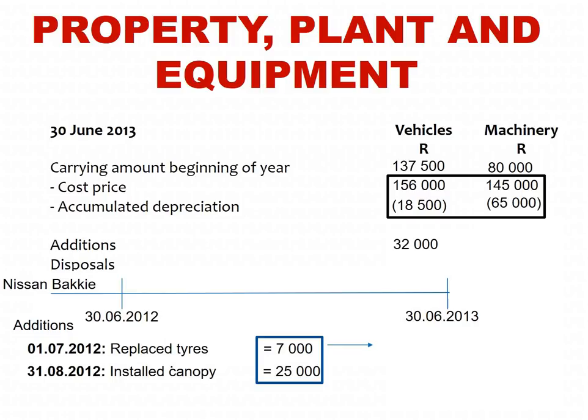But what's important to remember is when you replace something, you've taken the old and replaced it with something new. You need to de-recognize that old asset, and that de-recognition is done through disposing of it. We need to dispose of our old tires, the cost price of which was 6,000, and the accumulated depreciation till the date of disposal, if you remember on the previous slide, was 4,500. Therefore, our disposal for the year is 1,500.